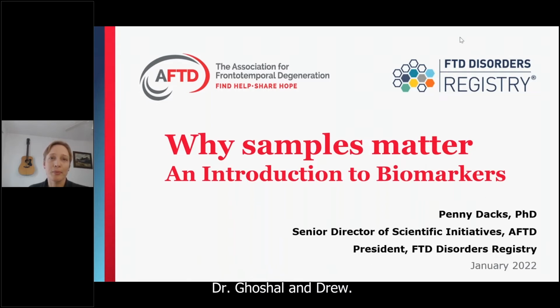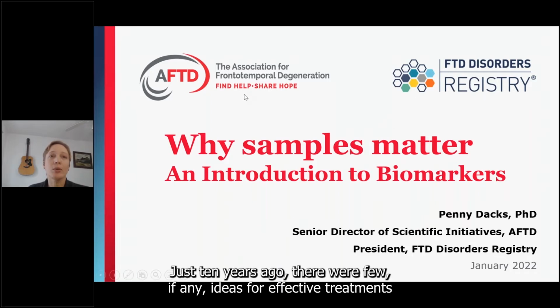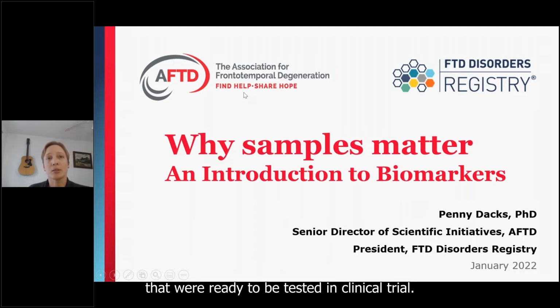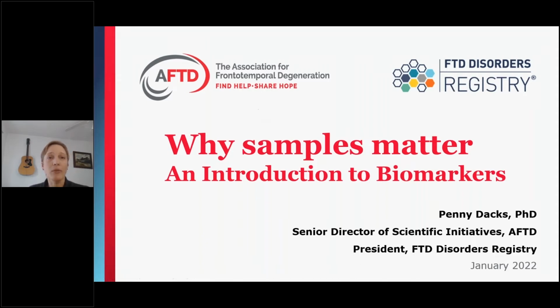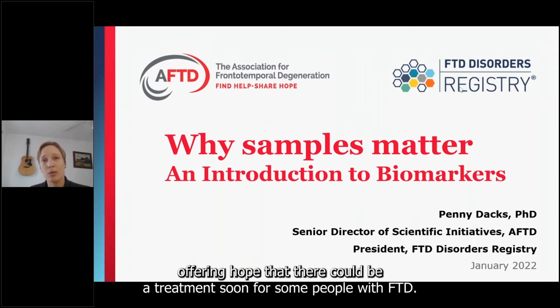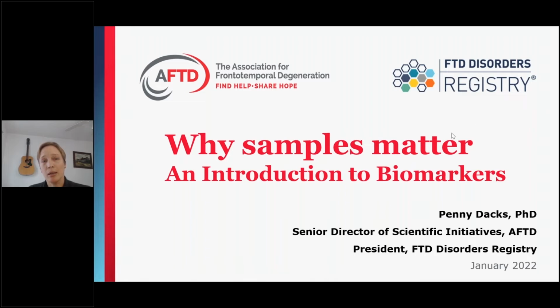This is a really exciting time for FTD research. Just 10 years ago, there were few, if any, ideas for effective treatments that were ready to be tested in clinical trials. Today, there are multiple active trials, with more coming down the pike, offering hope that there could be a treatment soon for some people with FTD.